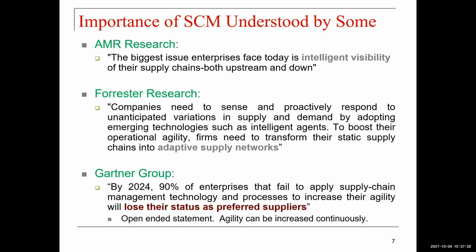Forrester Research says companies need to sense and proactively respond to anticipated variations in supply and demand by adopting emerging technologies such as intelligent agents to boost their operational agility. Firms need to transform static supply chains into adaptive supply networks. We lived 2020. Remember when the pandemic started, there were shortages of products you would never have thought of. Toilet paper and other things disappeared. So having a better understanding of the supply chain might help you avoid those types of situations.